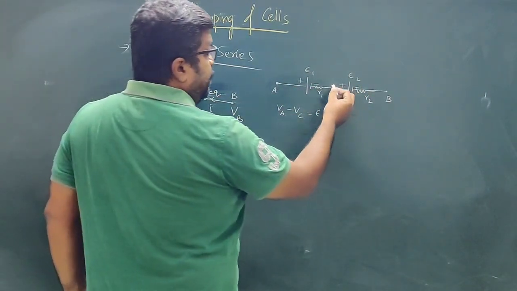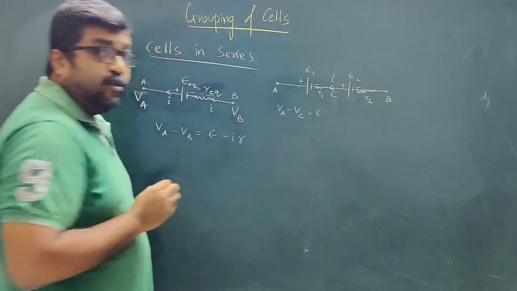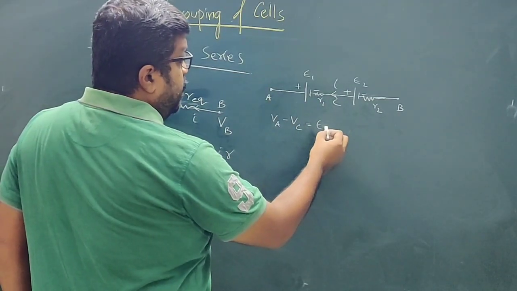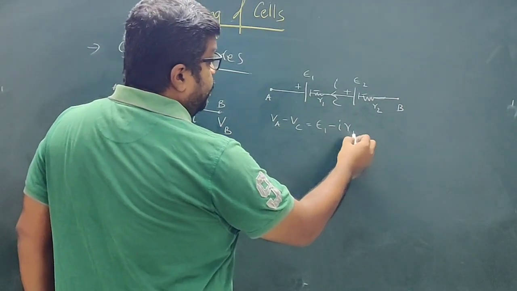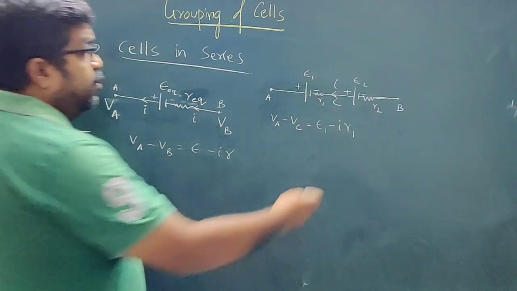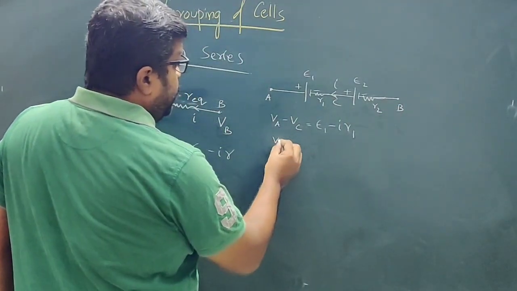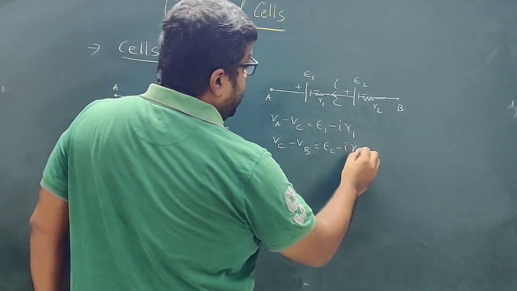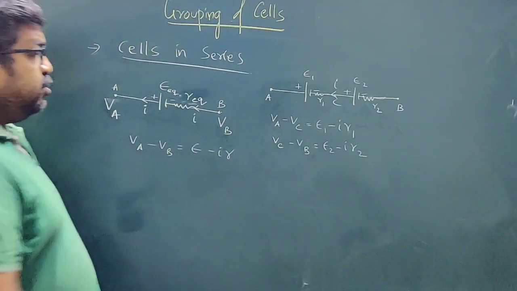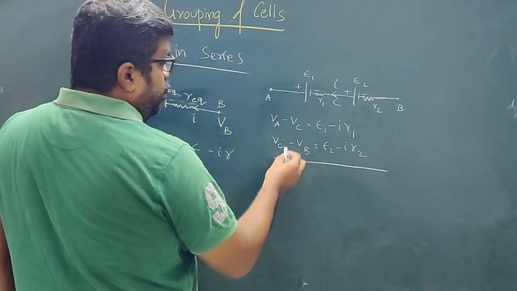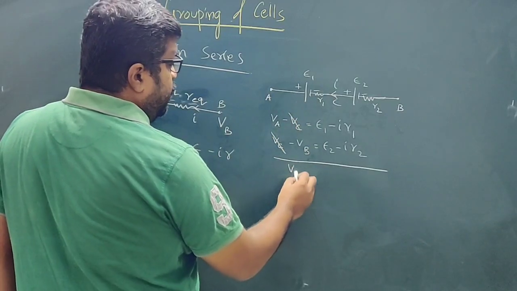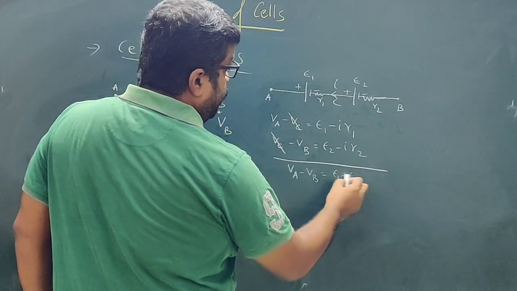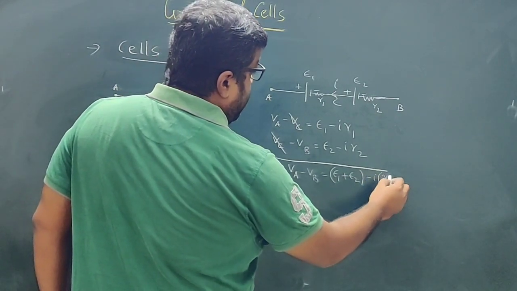Suppose I is the current flowing through both the cells. So VA minus VC for this part is equal to E1 minus IR1. What about this part? It will be VC minus VB is equal to E2 minus IR2. If we add these two, this VC gets cancelled. So VA minus VB is equal to E1 plus E2 minus I times (R1 plus R2).